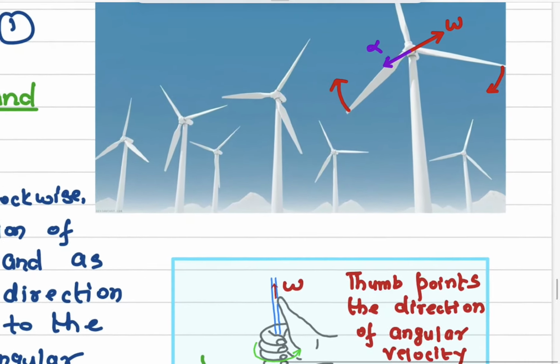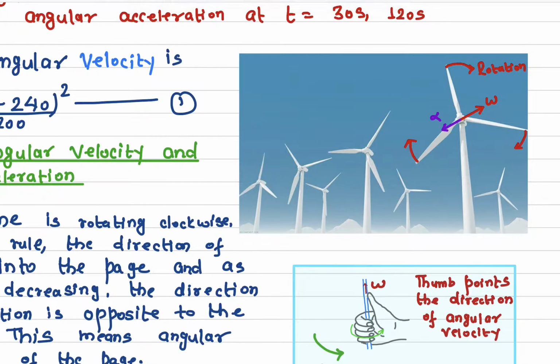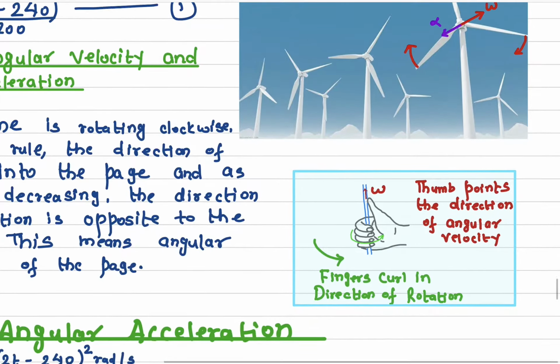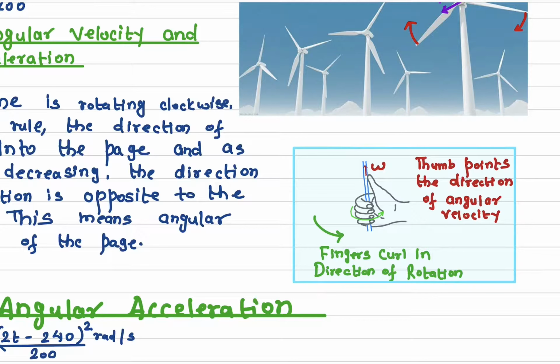How do you find the direction? In order to find the direction, we have to use the right hand rule. What does the right hand rule tell you? It tells you to curl your fingers in the direction of the rotation, and your thumb gives you the direction of the angular speed.